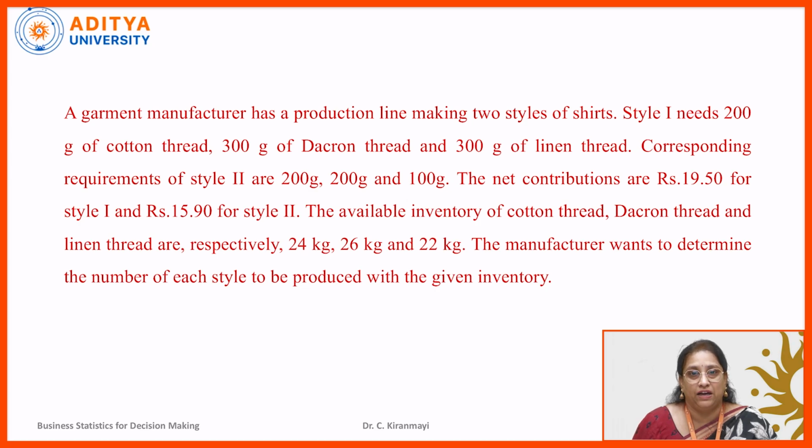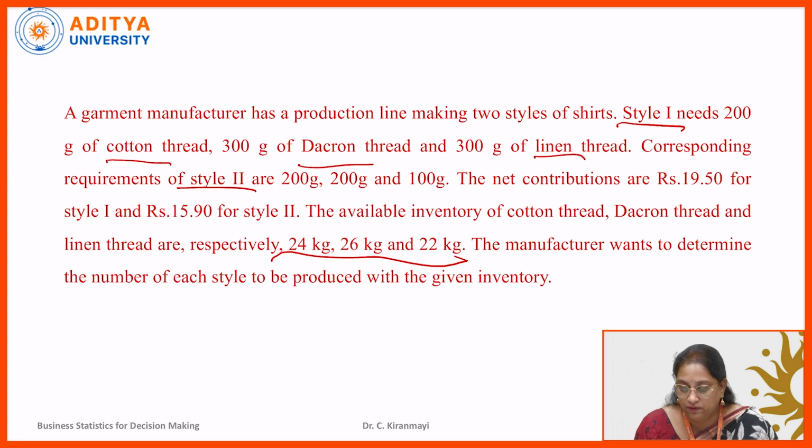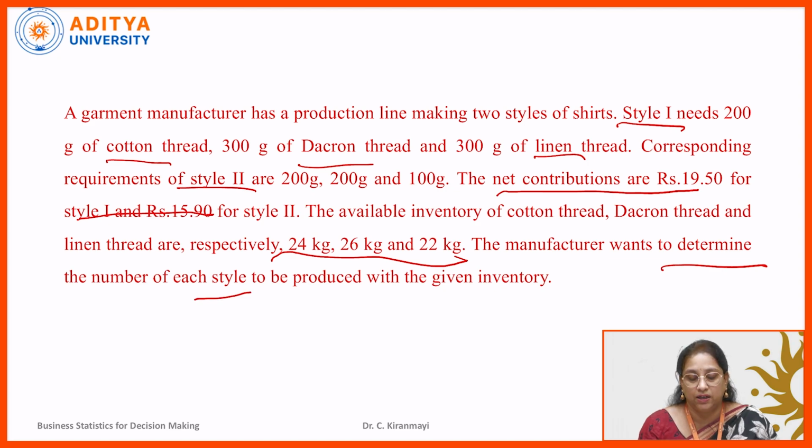There is a garment manufacturer who is producing two styles of shirts, style 1 and style 2, and using three different resources, cotton thread, decron and linen thread, which are available in limited quantities. The objective is to maximize the net contributions; we are given the profit upon each shirt, and accordingly we have to formulate the problem as a linear programming problem. And here the question is how many units of style 1 shirt and style 2 shirts are to be produced. These are the decision variables.